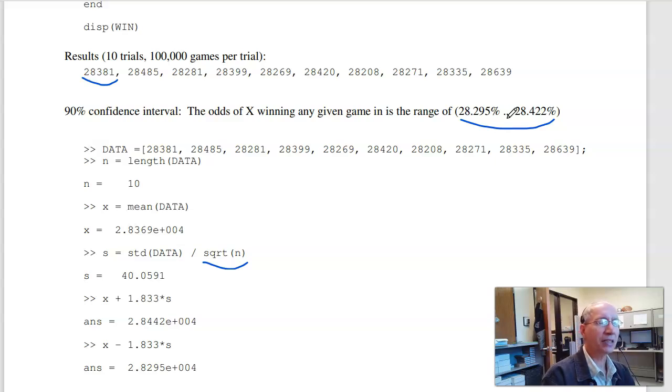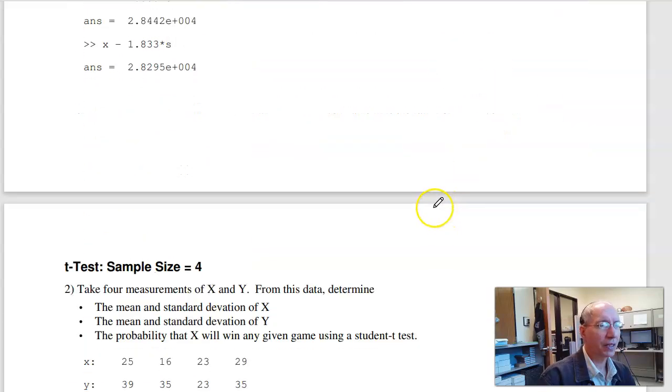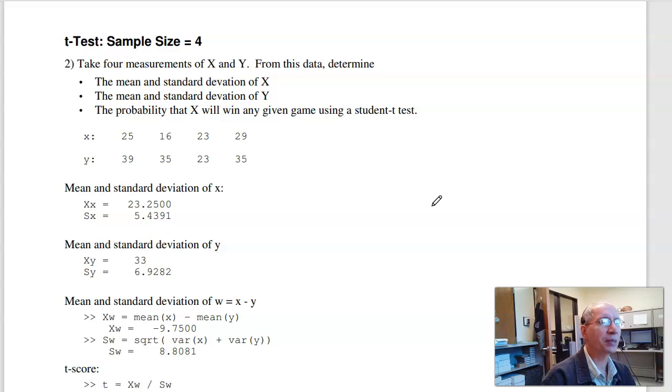Can I get basically the same answer in fewer die rolls? The answer is, of course, yes, but that takes some statistics. Suppose I just roll the dice 4 times. Can I estimate the probability that X wins rolling the dice 4 times? Well, sure. What I do is roll the dice 4 times.